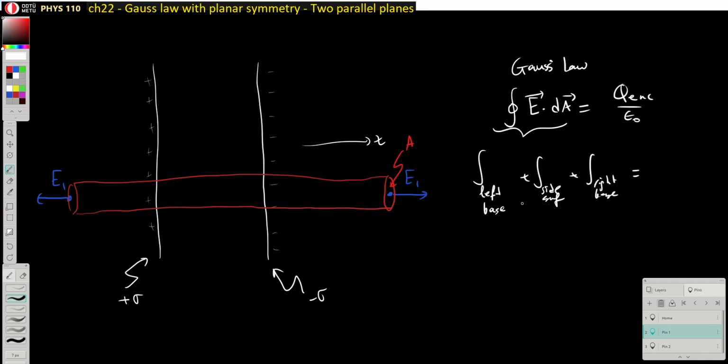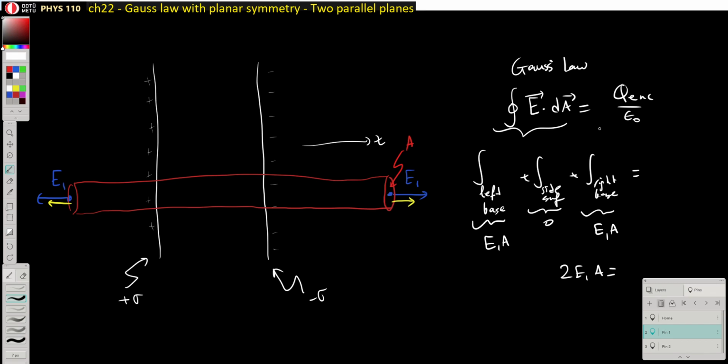Okay, so the side surface integral is always equal to 0. On the right base, the integral is E1 times A. On the left base, it is also equal to E1 times A. And let's remember that I'm using the fact that the surface normals at these two bases are equal and opposite, right? And because of that, I get the same value in here. And so therefore, this flux integral is 2 E1 times A.